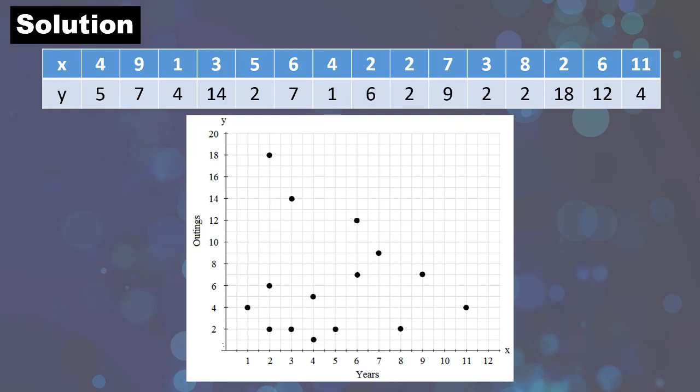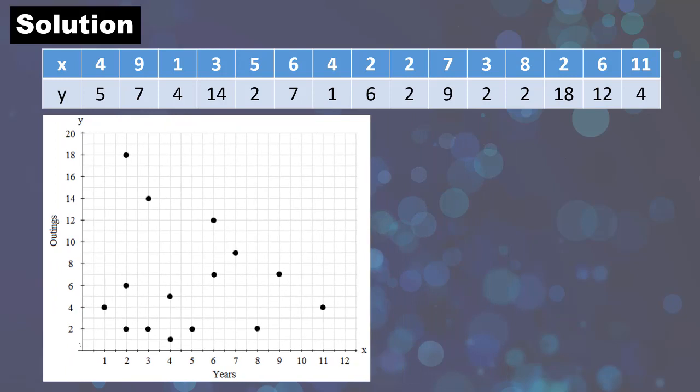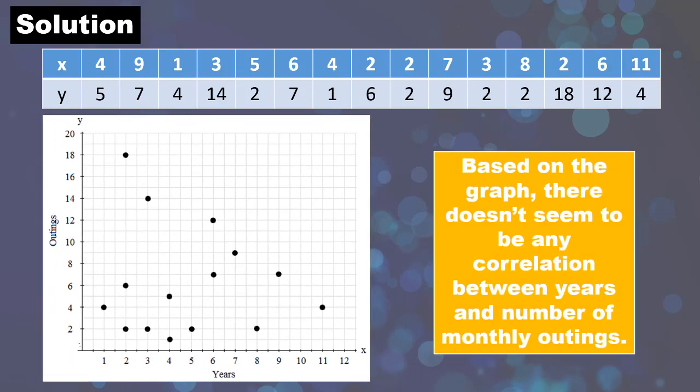So here we see that these points are just kind of scattered around. This leads us to believe that there doesn't seem to be any correlation. This would be a no correlation situation because they're not following a defined path. They're just kind of scattered all over the place. So based on the graph, there doesn't seem to be any correlation between years married and number of monthly outings.